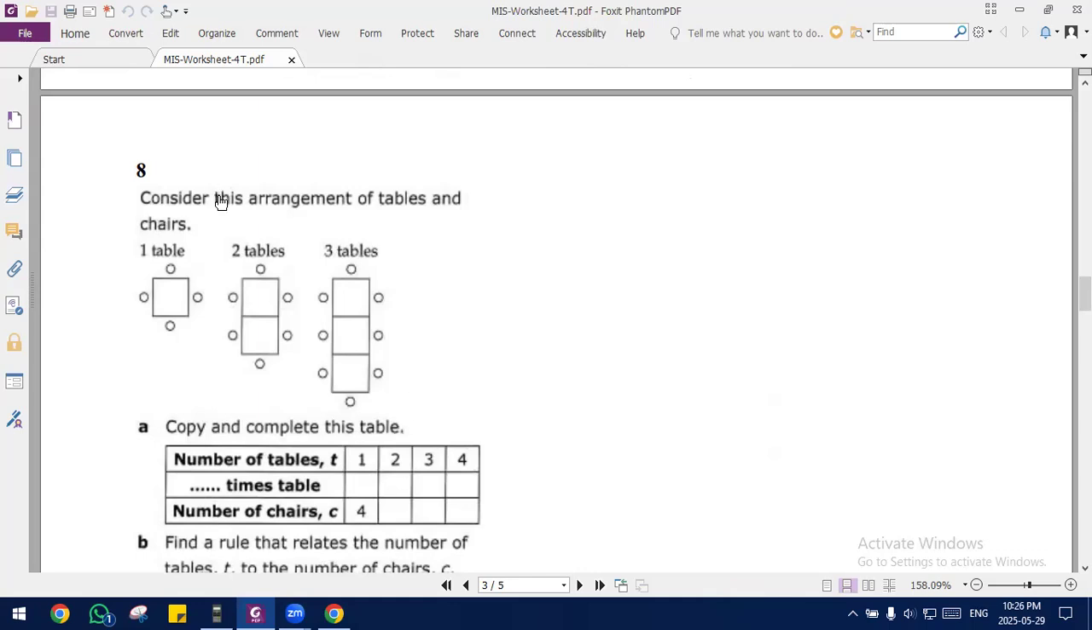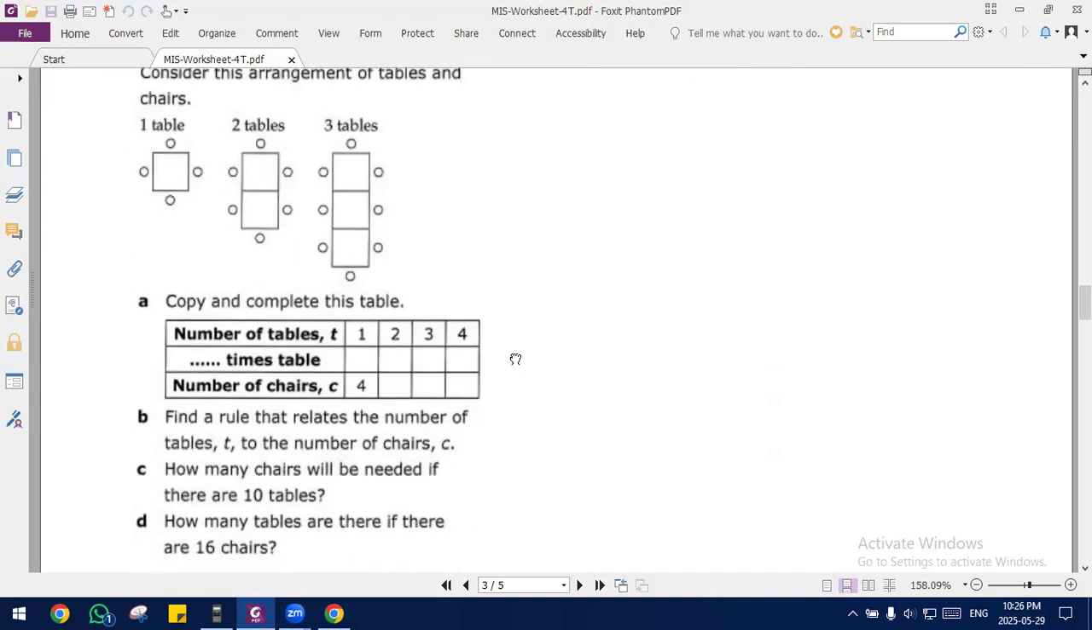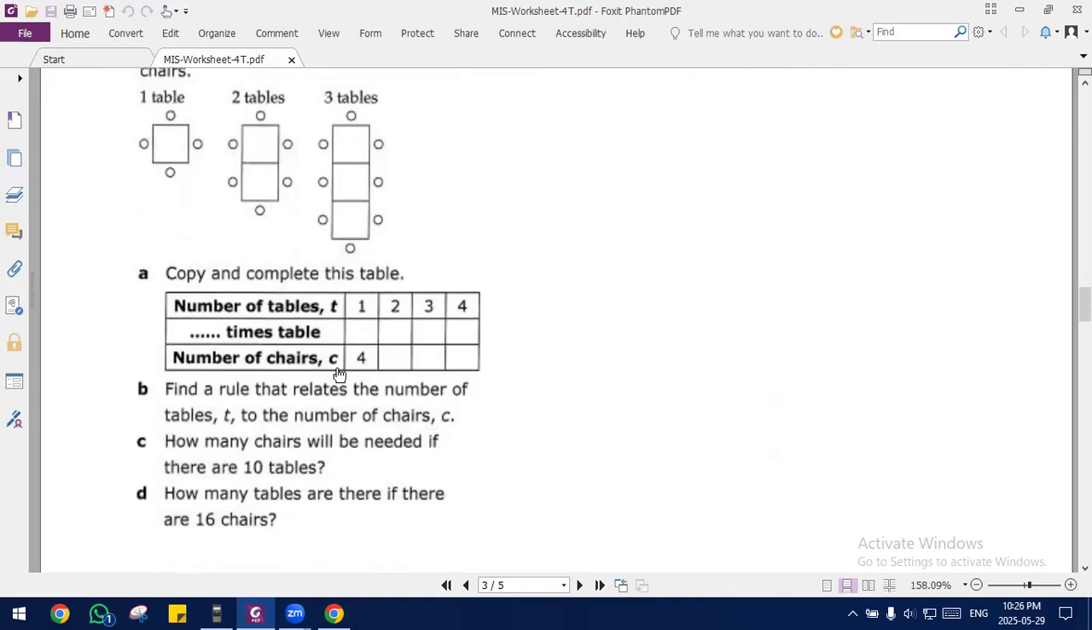Now, the previous chapter was about statistics. Now this chapter is about sequences. Consider this arrangement of tables and chairs. So we have a table in the middle, 4 chairs. 2 tables, we have 6 chairs. 3 tables. So let's continue the table here. 1 table, 4 chairs. 2 tables, 6 chairs. 1, 2, 3, 4, 5, 6. 3 tables, 6, 7, 8.